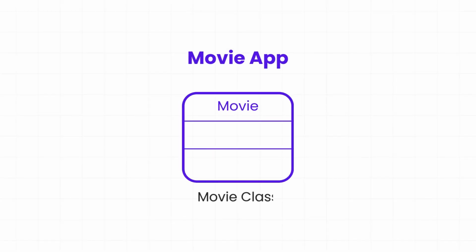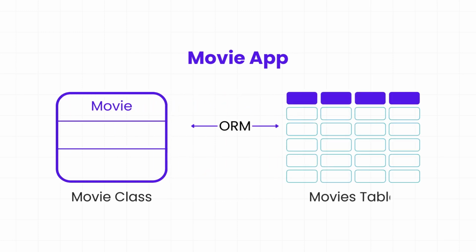How does ORM actually work? Let's say you're building a movie app. You define a movie class in your code. ORM frameworks map this class to a movies table in your database. The class's properties, like title and year, become table columns. Relationships, like a movie's cast, are mapped too, so you can easily fetch all actors in a film without writing complex SQL. ORMs handle all the create, read, update, and delete operations for you.